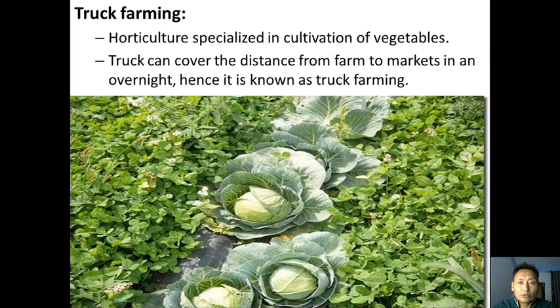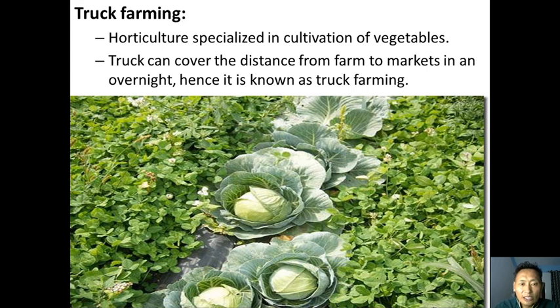Next is truck farming. What is truck farming? Truck farming is a type of horticulture, but in truck farming they cultivate only vegetables, again for urban people. The market is the same, urban, but they are more specialized in the cultivation of vegetables. Why is it called truck farming? Because a truck can cover the distance from farm to market in an overnight distance. Hence it is known as truck farming.